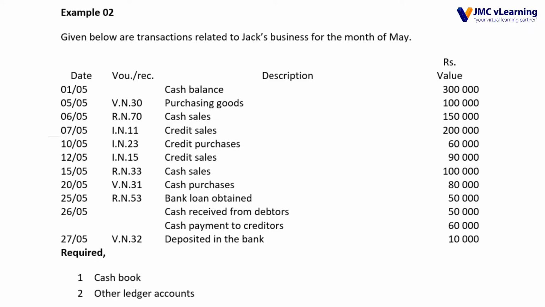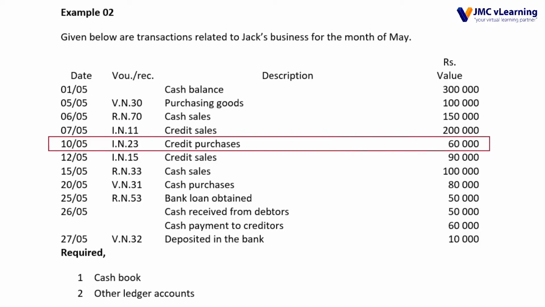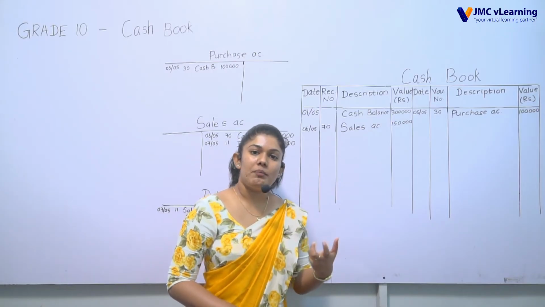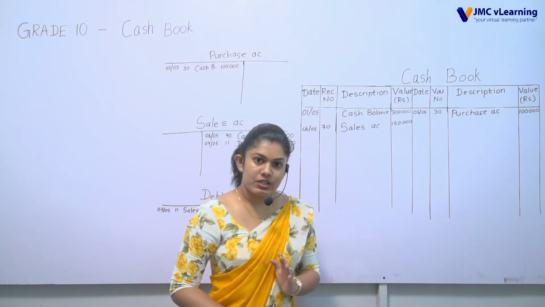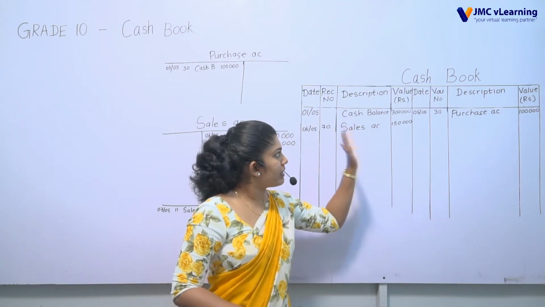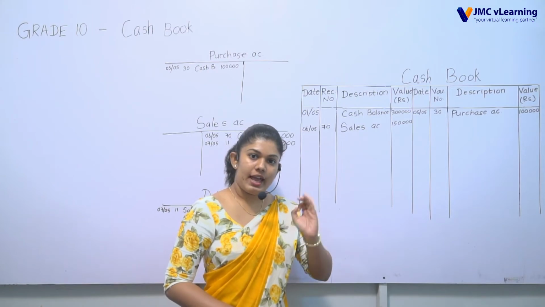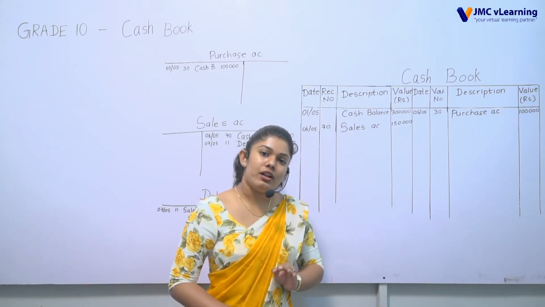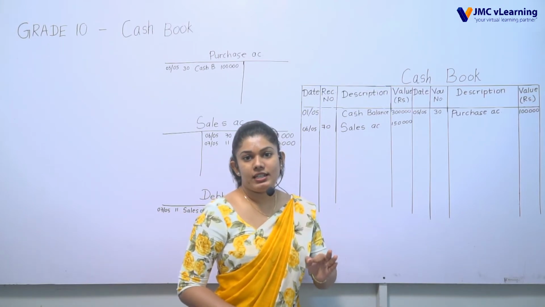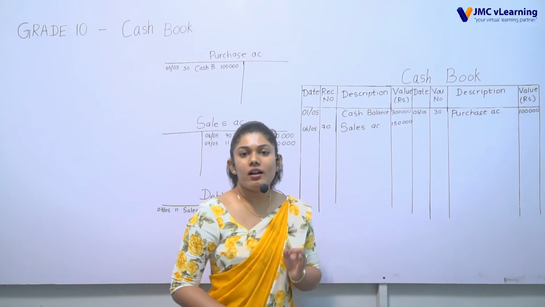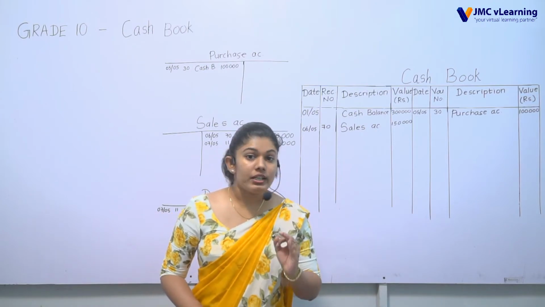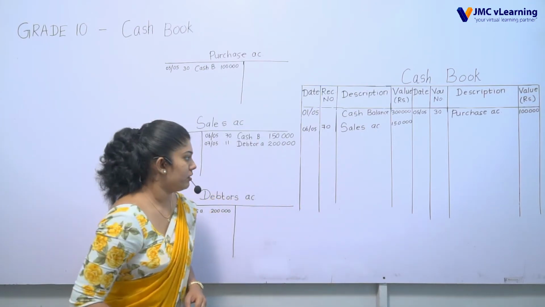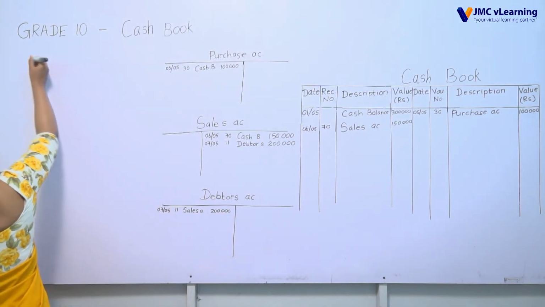Next transaction, 10th of May, credit purchases 60,000, invoice 23. It is also very similar but opposite of this transaction, purchases but on credit basis. As it is on credit basis, we don't need to record it in the cash book. We have to record it as a credit purchase. As a result of credit purchases, the creditors are created. So, to record this transaction, we need a new account, creditors. So, I'm going to open up a new account.